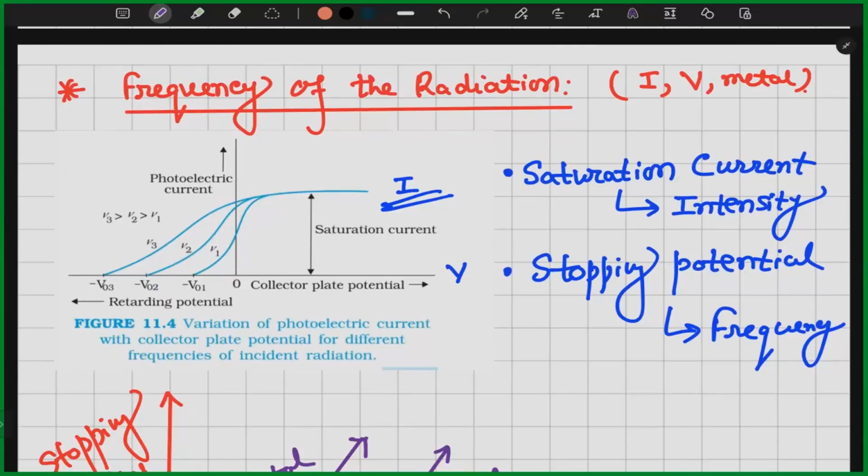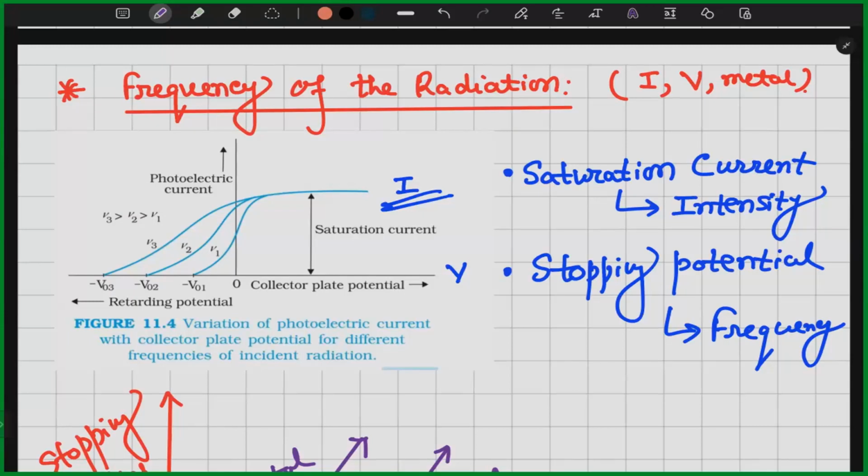If we increase the frequency, the kinetic energy is increasing, right? Because the work function is the same. It is constant. It depends on the metal only. So if we increase the frequency, the rest of the energy will increase. That's why the kinetic energy of the emitted electron will increase. But if that increased, that does not mean that the current will increase, right?